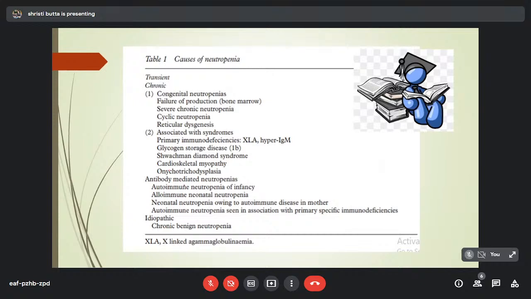Antibody-mediated neutropenias can either be autoimmune or alloimmune neonatal neutropenias. Neonatal neutropenia due to autoimmune diseases in the mother is also one such. Idiopathic causes include the chronic benign neutropenias.